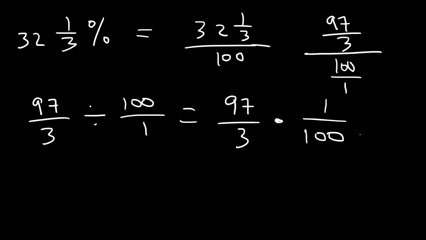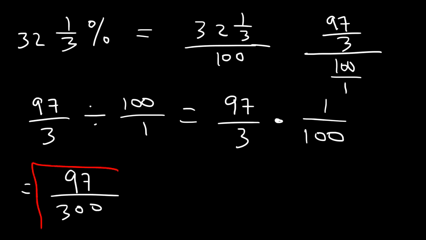Now 3 doesn't really go into 97, and 97 seems like a prime number to me. 2 doesn't go into it, 5 or 7 doesn't go into it, so there's nothing that we can cancel. So we just have to multiply across. 97 times 1 is 97. 3 times 100 is 300. And therefore, this is the answer. It's 97 over 300. So that's 32 and 1/3%. Not of a percent, but 32 and 1/3%. And that's what I meant to say.